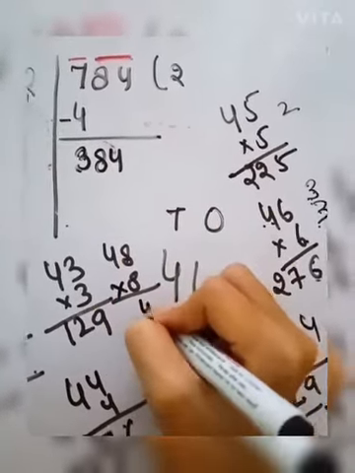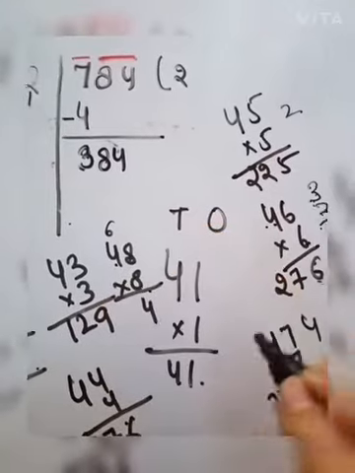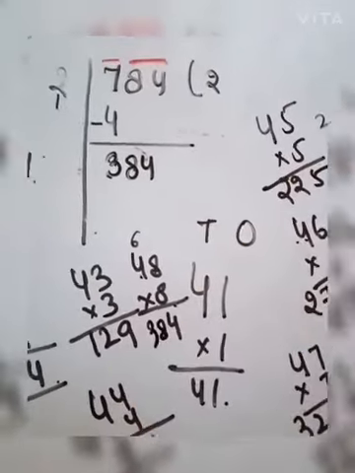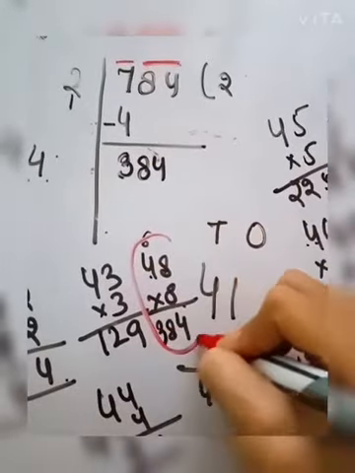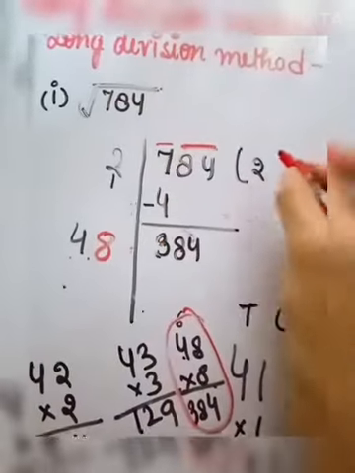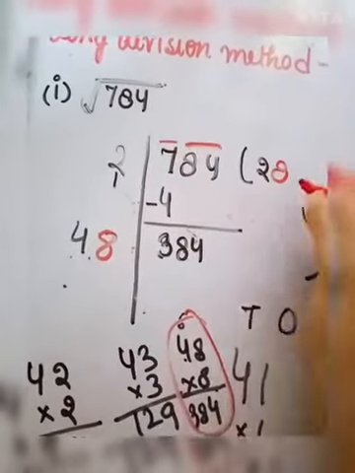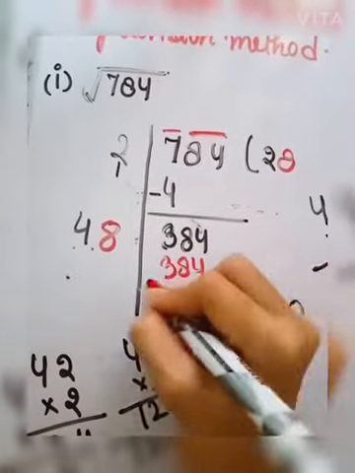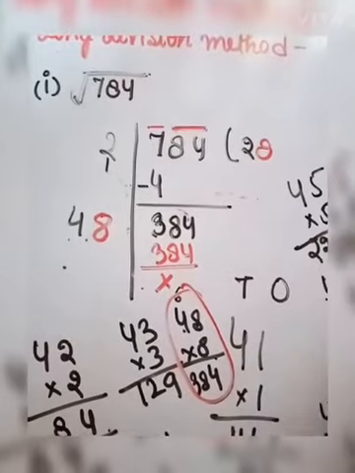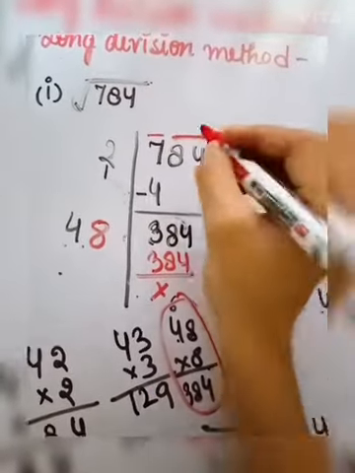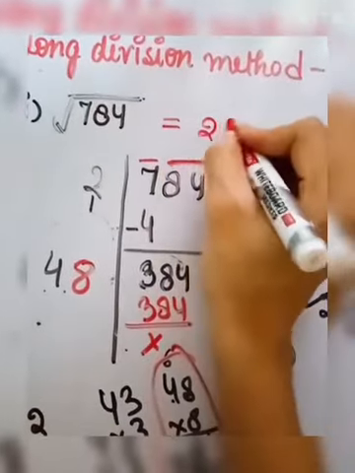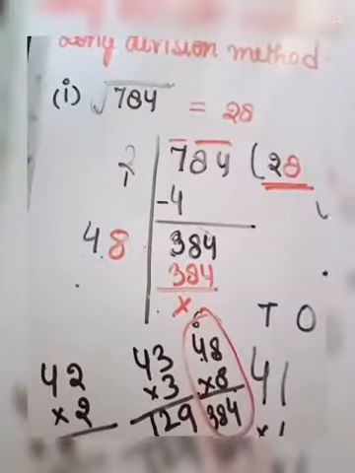8 8s are 64. 8 4s are 32, 32 plus 6, 38. Now see here, after multiplying 48 by 8, you get 384. So put 8 here and 8 here. 48 into 8, 384. So what is the square root of 784? It is 28. We will see one more example.